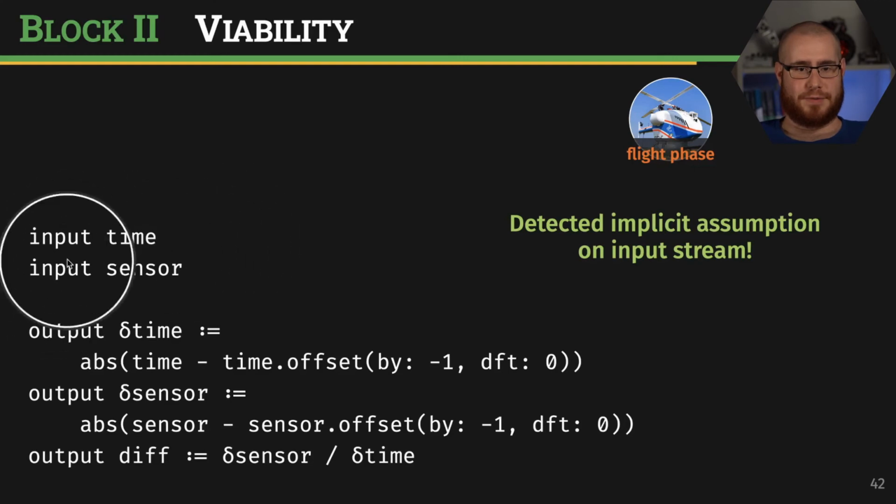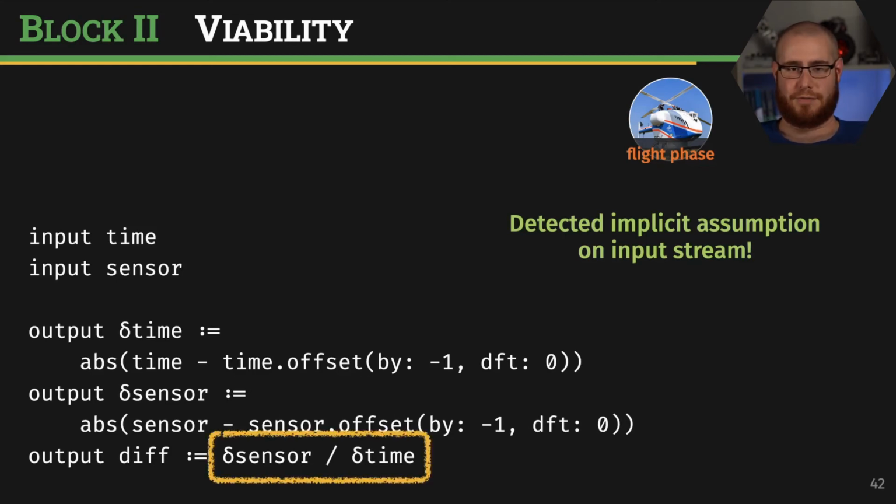We have one input, which is the time, and we have one input, which is some sensor reading. Now we first compute a difference in time, and we compute a difference in the sensor reading. And lastly, we want to normalize the difference in the sensor reading by the time. For this, we divide over the delta time.